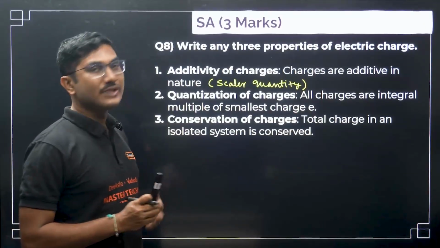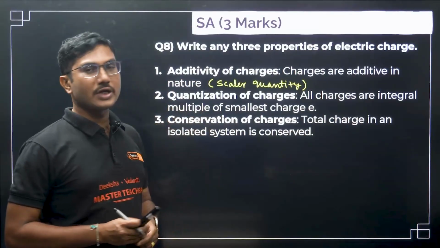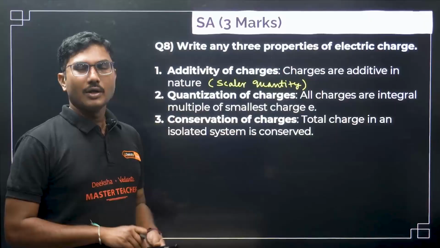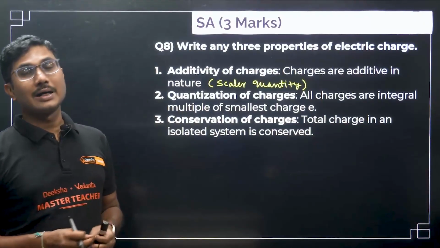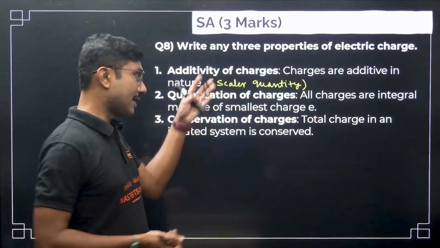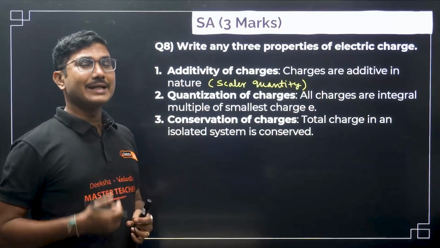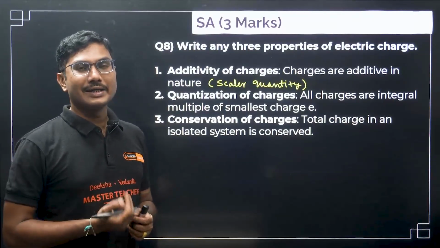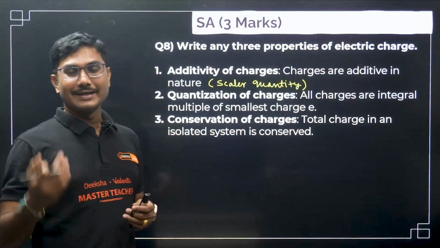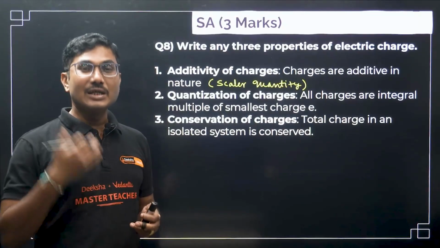Because I have seen students write: additivity of charges, quantization of charges, conservation of charges. What is the meaning of that? Teachers sometimes get really angry and they might deduct some marks in future if you make small mistakes. There is no scope of deducting marks over here, but the teacher will realize that you have just memorized the answers without understanding and you are writing it. So, as I said, the exam paper that you write is the mirror for the teacher. They can see you through that mirror.